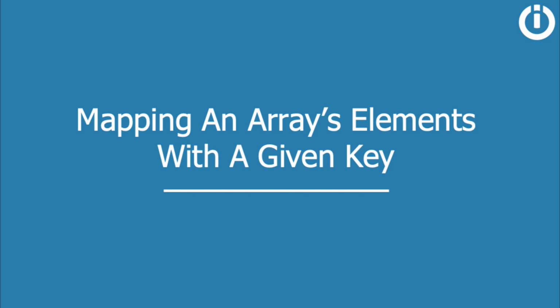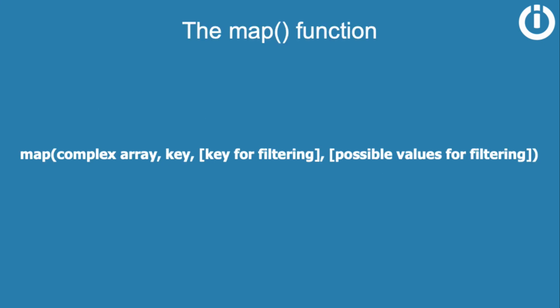Hey everyone, in this video I will demonstrate how the map function works in Integromat and how you can use it to map an array's element with a given key. Before we begin, let me explain how the map function works and what purpose it serves. The map function is an array function that can be used in order to filter through an array of data and return a new primitive array of values.